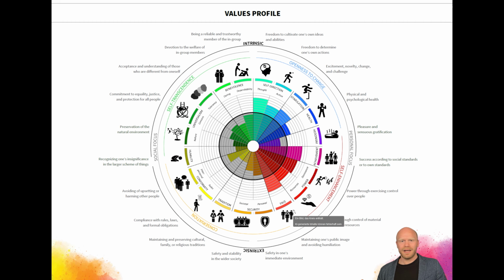And then we have the face value, which means that it's important for you not to lose face in front of others. So not to get humiliated, for example, in a presentation. People who are high there often tend to not do things where they could get humiliated.